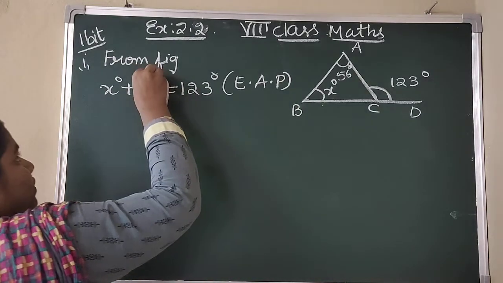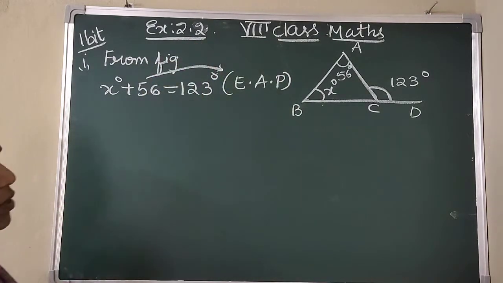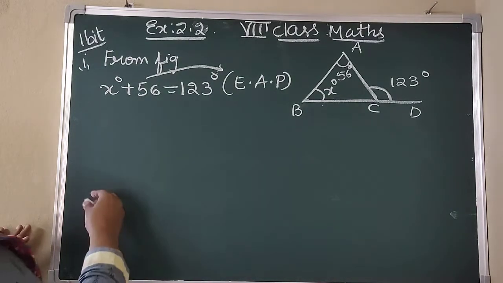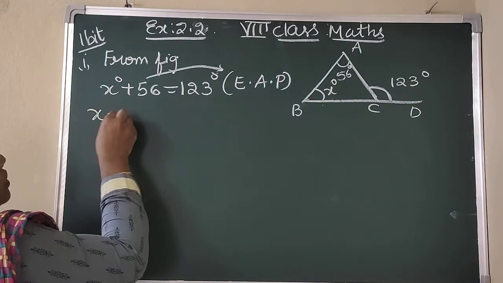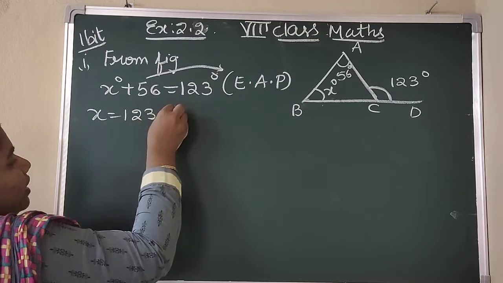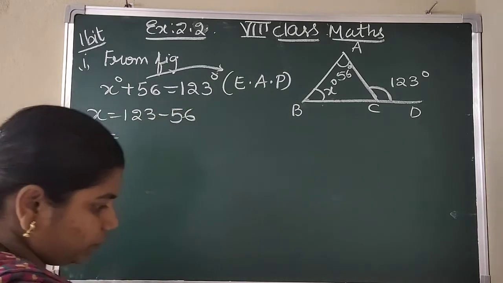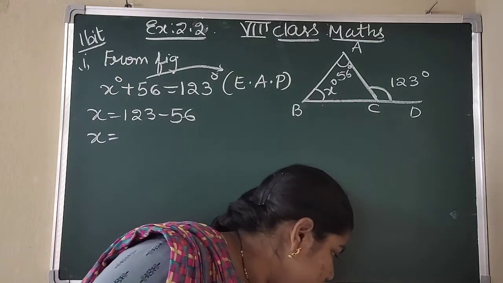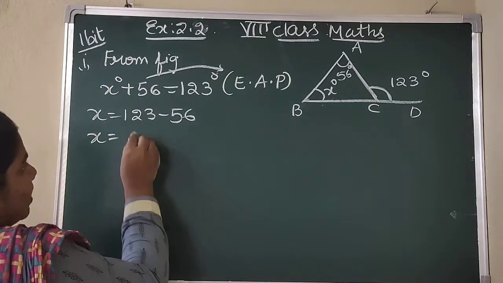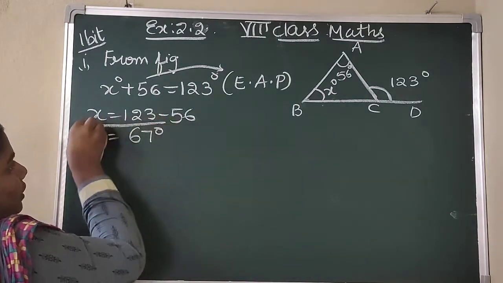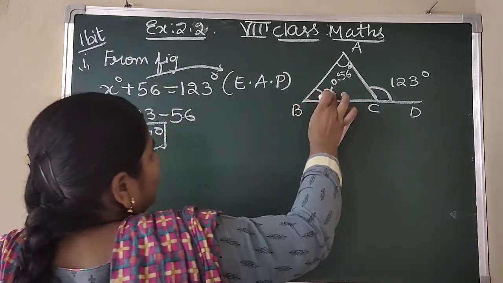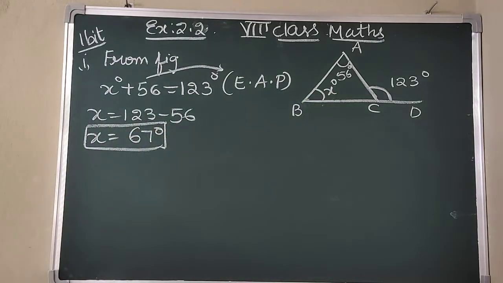Now transpose plus 56 to the other side, so it will be converted to minus 56. So x is equal to 123 minus 56. What is 123 minus 56? That will be equal to 67 degrees. So the x value is how much now? 67. So in place of this we have to write 67.